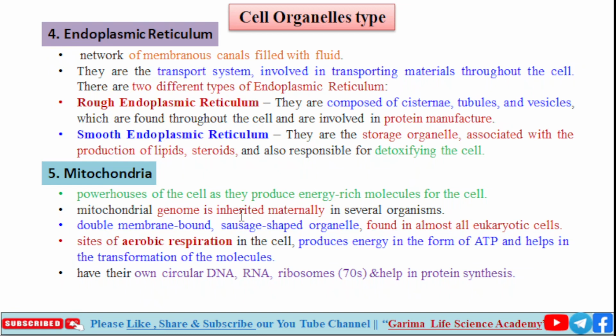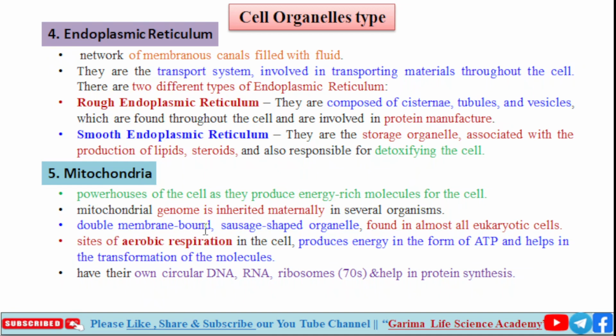Mitochondrial genome is inherited maternally in several organisms. So the mitochondrial genome is inherited maternally, not from both parents. It is inherited from the maternal side only in several organisms.